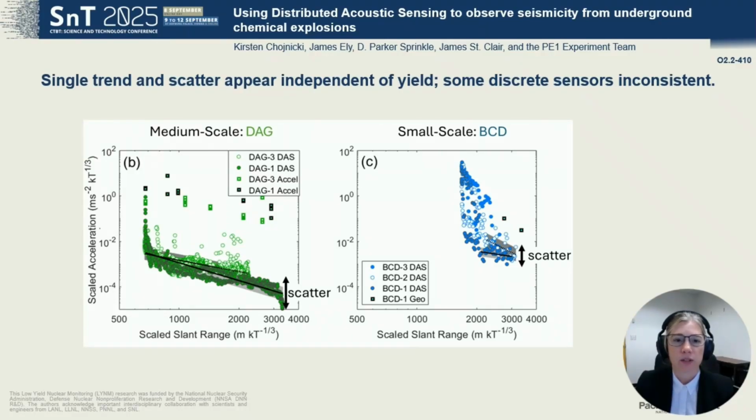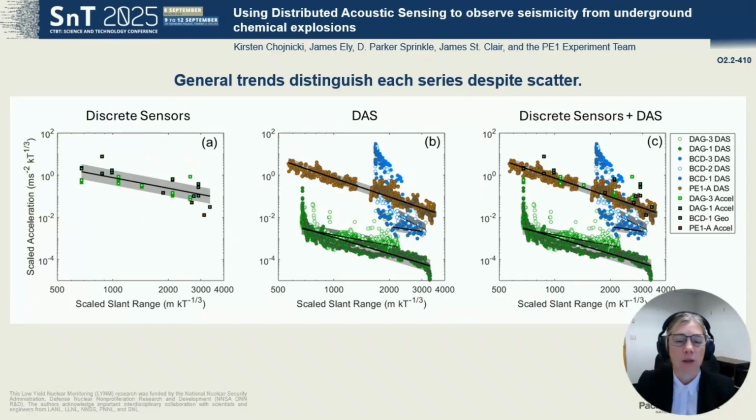While the discrete sensors in PE1A showed strong agreement with DAS measurements, there was a notable lack of consistency between co-located downhole accelerometer values in DAG, shown in plot B, and downhole geophone values in Blue Canyon Dome, shown in plot C. The cause of these discrepancies is not well understood and remains an active area of investigation within the broader DAS research community. This may be related to a range of factors, including differences in sensor performance downhole or fundamental variations in the way DAS and discrete sensors are measuring ground motion. By comparing these results, we can gain deeper insight into the significance of the observed order of magnitude variability.